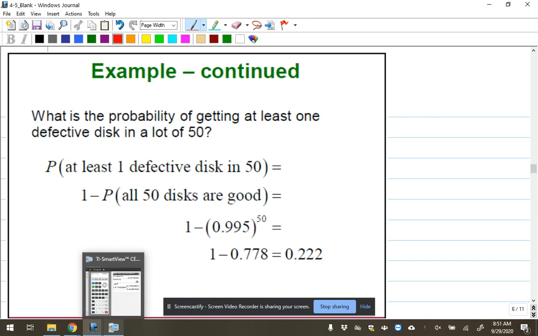Now, if you did not do this 1 minus thing and you wanted to calculate the probability of 1 being bad, probability of 2 being bad, probability of 3 being bad, that sort of thing, you would have to add up all of those probabilities to get there. And that is a very cumbersome calculation. That's why we need to know that formula: 1 minus the probability of none.